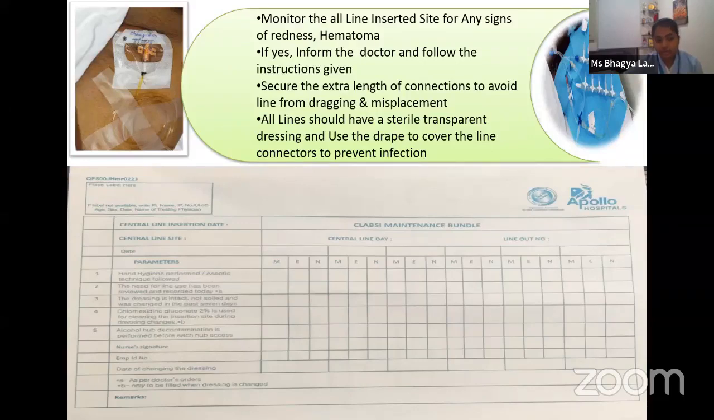Then we have to use chlorhexidine gluconate 2% to clean the area for any change of dressing. Then alcohol hub decontamination each time you open the port to give any medication or blood sampling, to connect anything, we have to clean with the alcohol rub. Then you have to give the injections. Next slide.